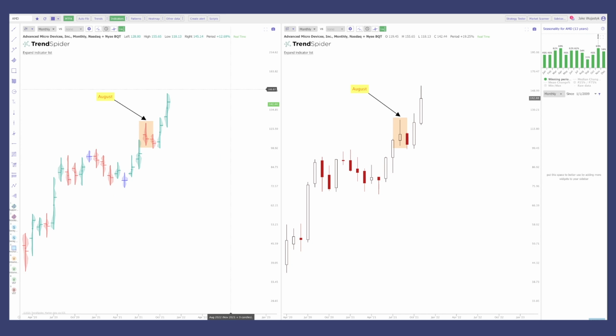So AMD was showing some interesting things in August of 2021. So if you're familiar with the raindrop, you know that you want to look for discrepancies between the color of the raindrop versus the color of the candle. So in this case, you can see August 2021, we closed green, meaning that we closed higher than the previous month and we closed higher than what we opened at for August.